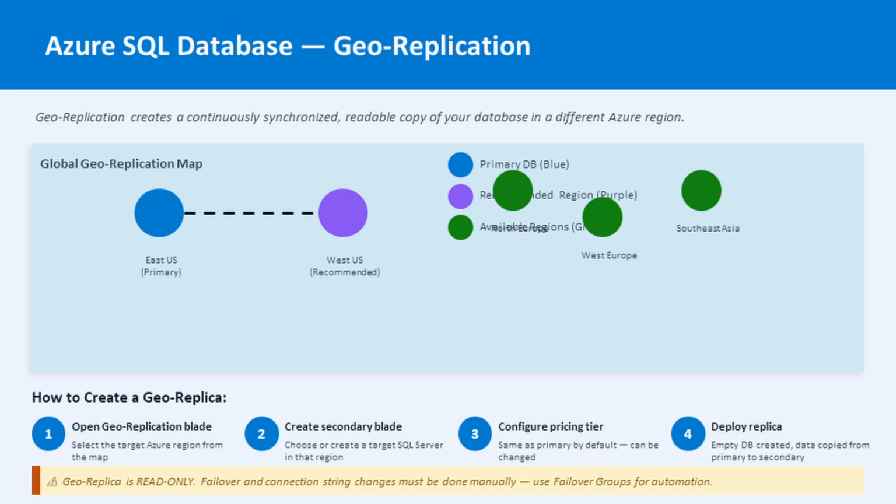This opens the Create Secondary blade. Here you select or create a target SQL server in the chosen region. Confirm the database name, which will be the same as the primary, and optionally change the pricing tier. Note that the secondary database will be in read-only mode by default. After deployment, the map updates to show the connection between your primary and secondary databases.